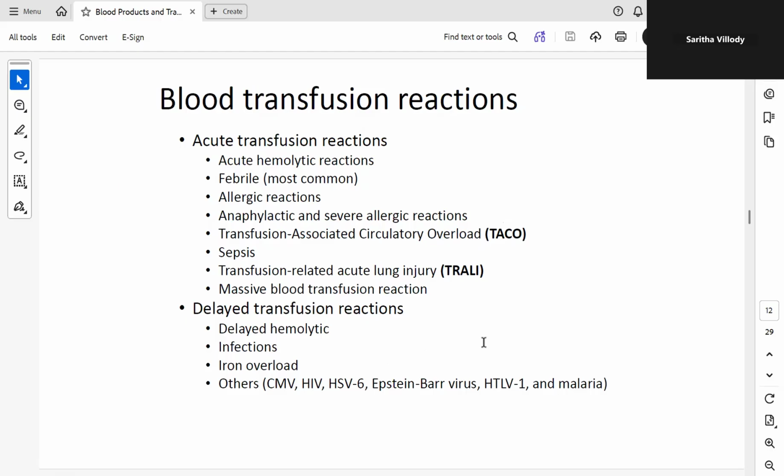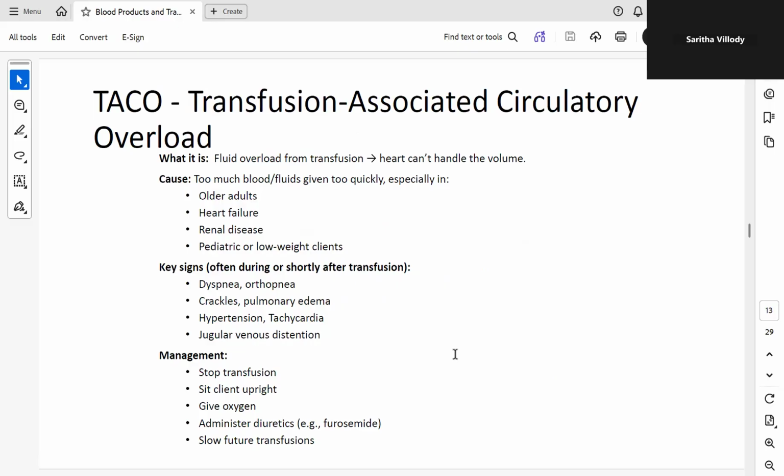So delayed transfusion reactions can be delayed hemolytic reactions, infections, iron overload, and any other blood-borne disorders. All of this can happen as a complication, especially before the 1980s when we didn't do screening for blood products. A lot of patients acquired blood-borne disorders from that.